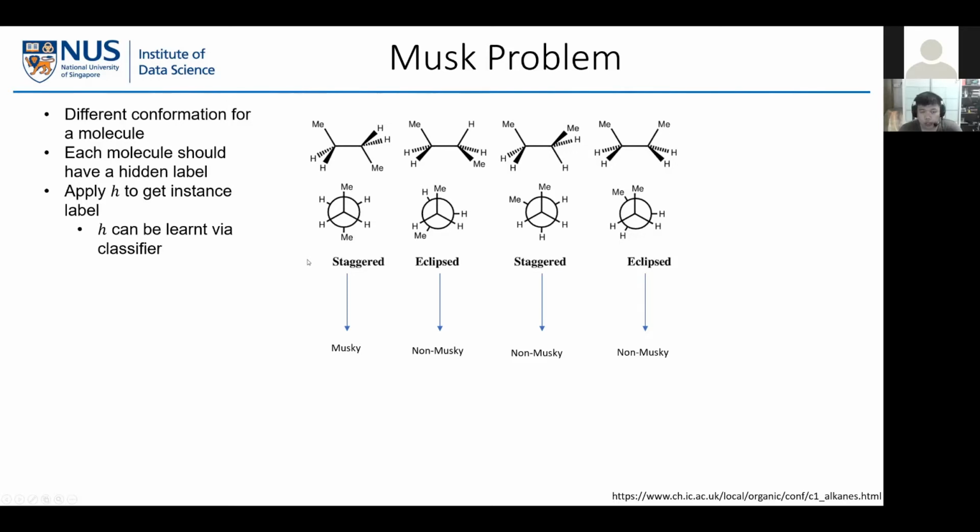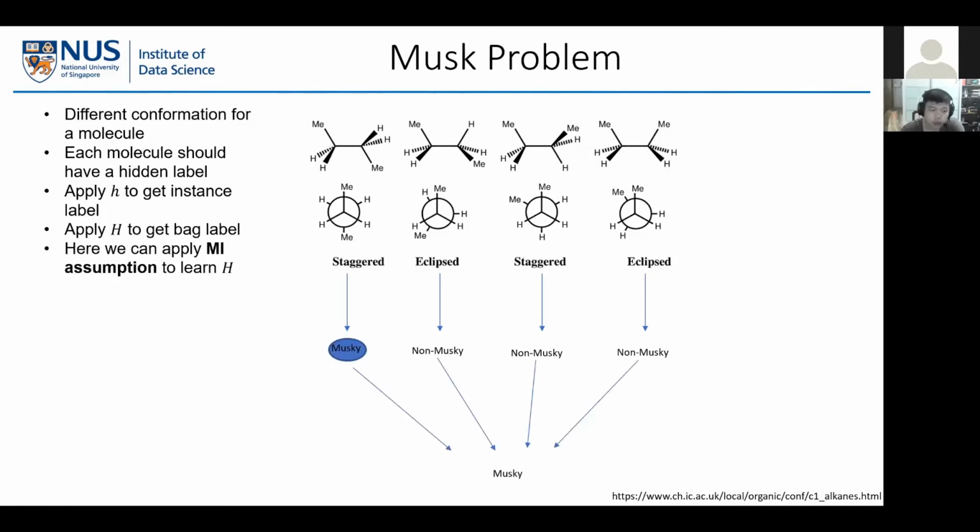When we do an instance-based method, we'll try to learn this rule small h, which we can learn via a classifier. So the classifier will tell us whether this instance is musky, whether that instance is non-musky. Of course, we don't have access to the label, but we can still do that anyway. Then after we have the labels, we can apply a multiple instance learning assumption to learn H. In this example, perhaps it makes sense to think that a molecule is musky if it contains at least one conformation that is musky. So in this case, because we classify one of the 4 conformations as musky, we can say that this entire molecule is musky based on that rule. So what we do here is that we train a classifier to classify the instances, and we combine the predictions using some assumptions.